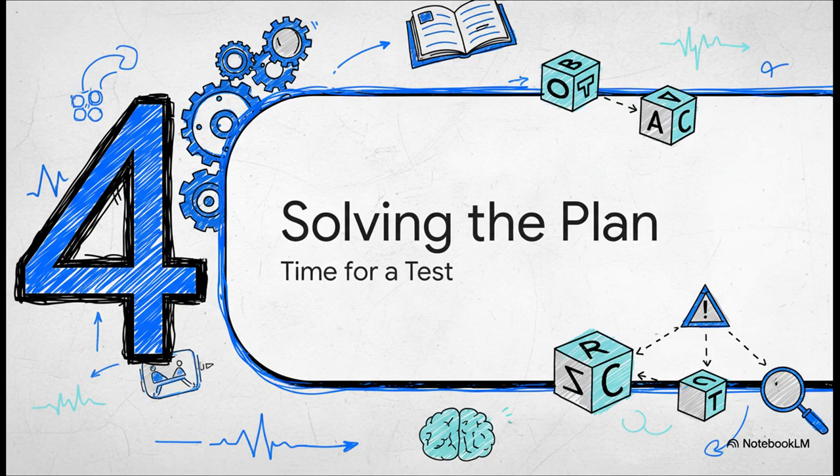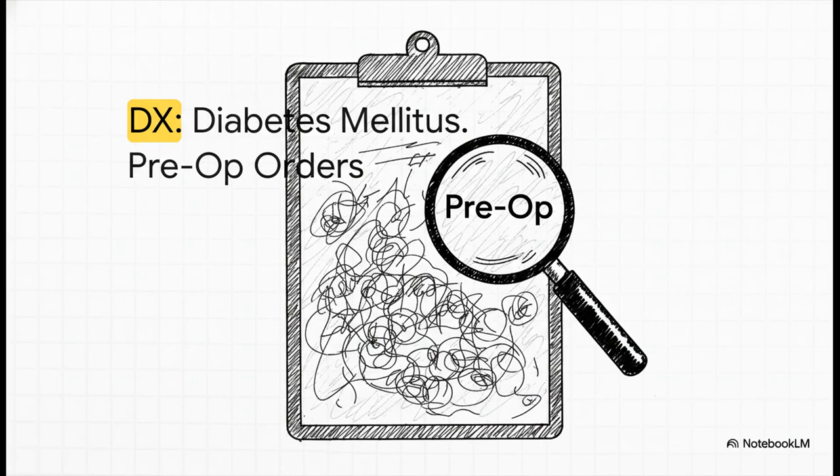All right, you've learned the system. You've got the keys. Now it's time to circle back to that confusing patient plan from the beginning and see if we can solve it together. Let's do this. Remember this? The patient's diagnosis, or DX, is diabetes mellitus, and here are the pre-op orders. The rest of it looked like total alphabet soup before, but now we have a way in.